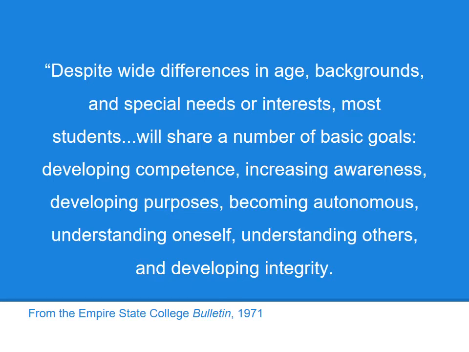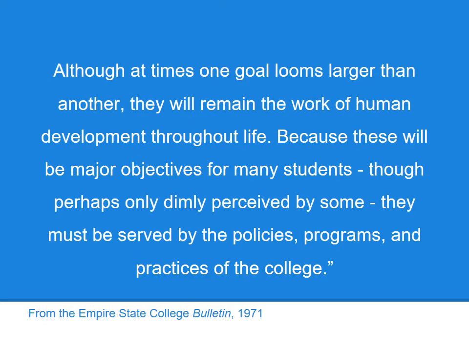In 1971, in the Empire State College Bulletin, Chickering wrote, "Despite wide differences in age, backgrounds, and special needs or interests, most students will share a number of basic goals: developing competence, increasing awareness, developing purpose, becoming autonomous, understanding oneself, understanding others, and developing integrity. Although at times one goal looms larger than another, they will remain the work of human development throughout life. Because these will be major objectives for many students, though perhaps only dimly perceived by some," that's important, we'll talk about that in class, "they must be served by the policies, programs, and practices of the college."